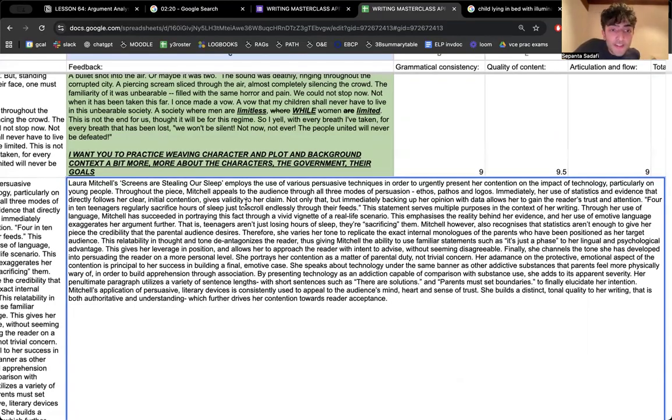Laura Mitchell's Screens Are Stealing Our Sleep employs the use of various persuasive techniques in order to urgently present her contention on the impact of technology, particularly on young people. Throughout the piece, Mitchell appeals to the audience through all three modes of persuasion: ethos, pathos, and logos. Immediately, her use of statistics and evidence that directly follows her clear initial contention gives validity to her claim. Not only that, but immediately backing up her opinion with data allows her to gain the reader's trust and attention. 4 in 10 teenagers regularly sacrifice hours of sleep just to scroll endlessly through their feeds. This statement serves multiple purposes in the context of her writing. Through her use of language, Mitchell has succeeded in portraying.